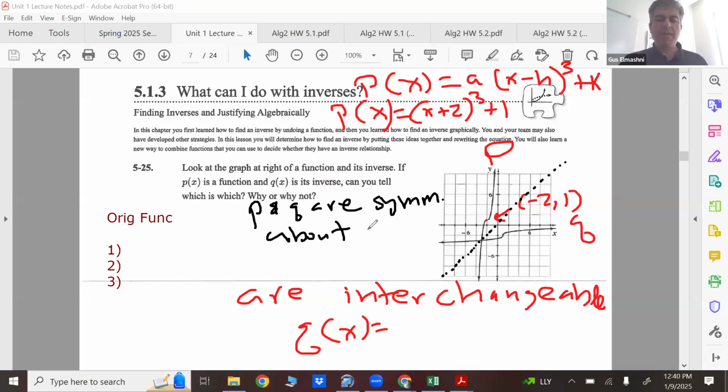About y equals x. Whenever y equals x goes right through the middle, that's going to mean that they're inverses of each other. So that's how I know. I should have said that earlier, so that's my fault. But let's talk about the original function, what's happening.